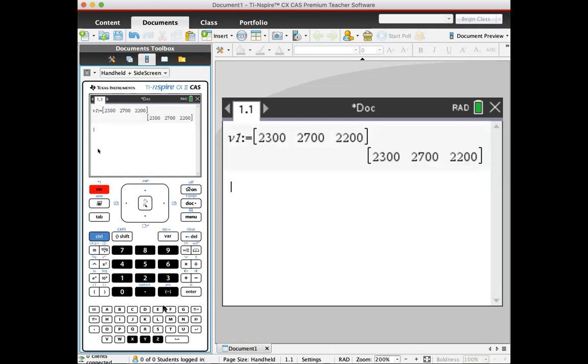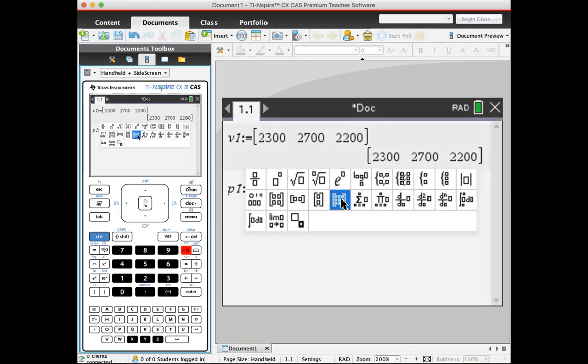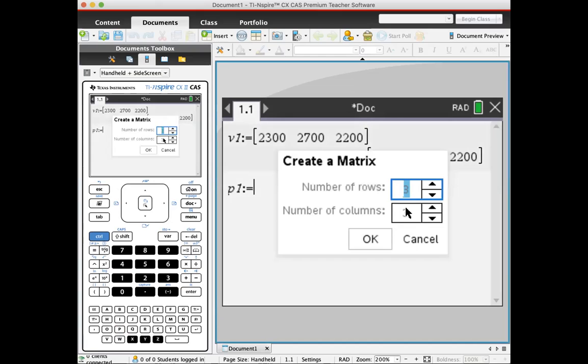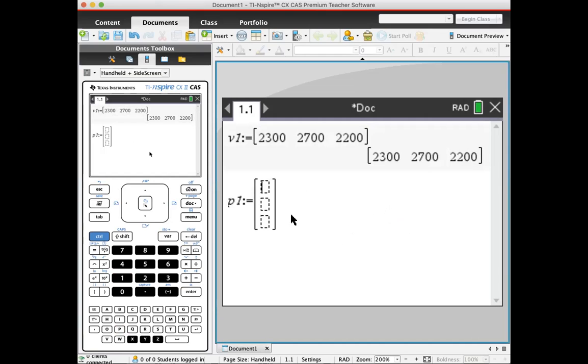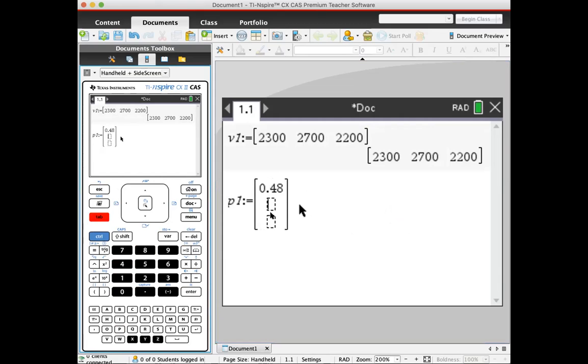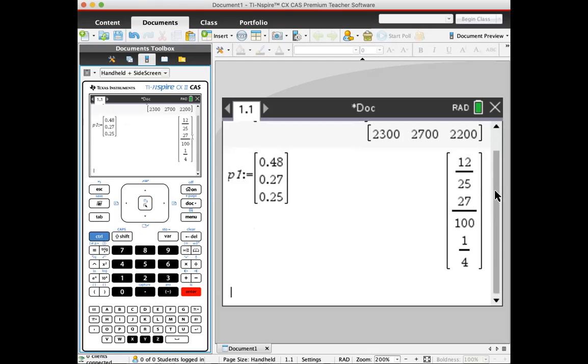Similar approach, we can define P1, okay, to represent the actual matrix P. In this case, this is a column matrix. We have 3 rows and 1 column. And the first entry is 0.48. Press tab to shift to the next entry. This will be 0.27. And then this will be 0.25. Press enter. OK, it's also defined.